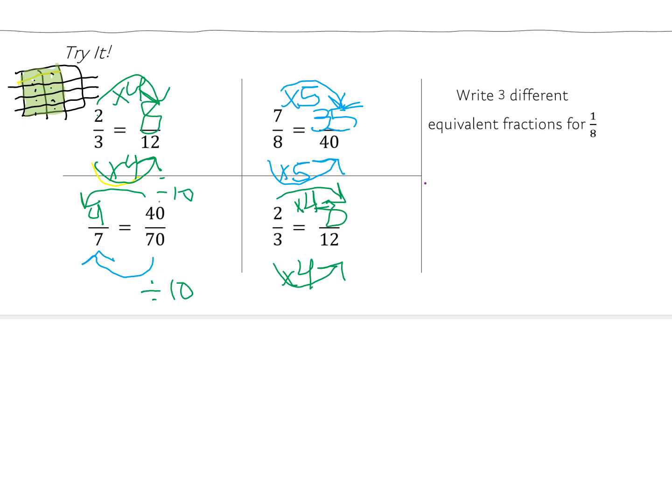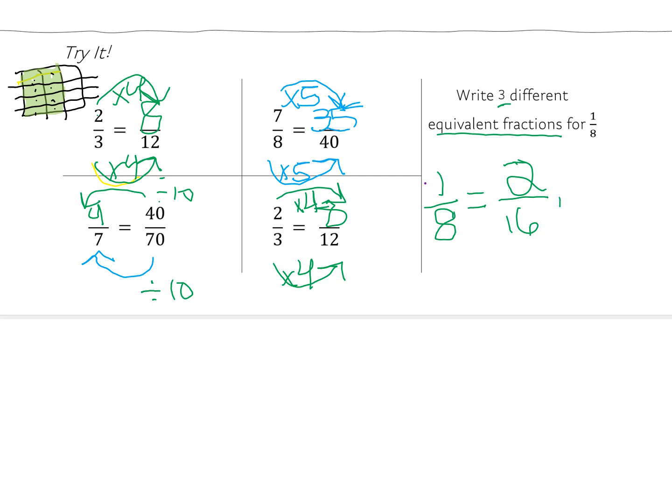The last question is a little bit different, but it's asking us to use the same strategies. It says, write 3 different equivalent fractions for 1/8. So I can write 1/8, and then I need to think of fractions that it's equivalent to. Well, I could try multiplying both my numerator and my denominator by 2. 1/8 could easily become, if I multiplied by 2, 2/16. 8 times 2 is 16. I could rewrite it as 2/16.